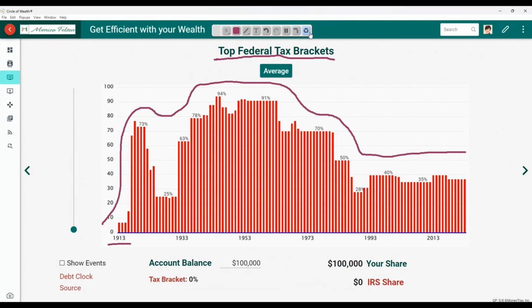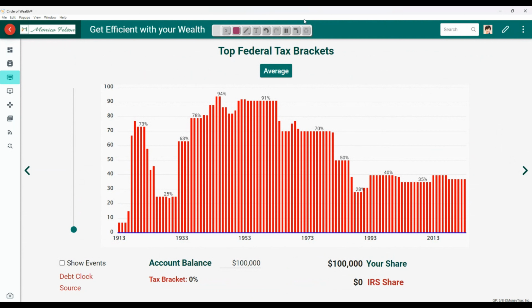And it really is all over the board. But if you look at all the times the government has increased taxes, it's usually for war or social programs. So you can see at World War I, this was spiked. This here was the Great Depression.